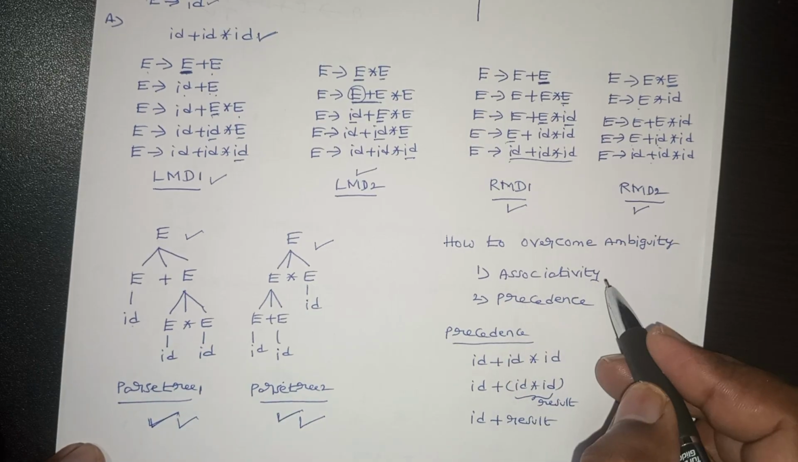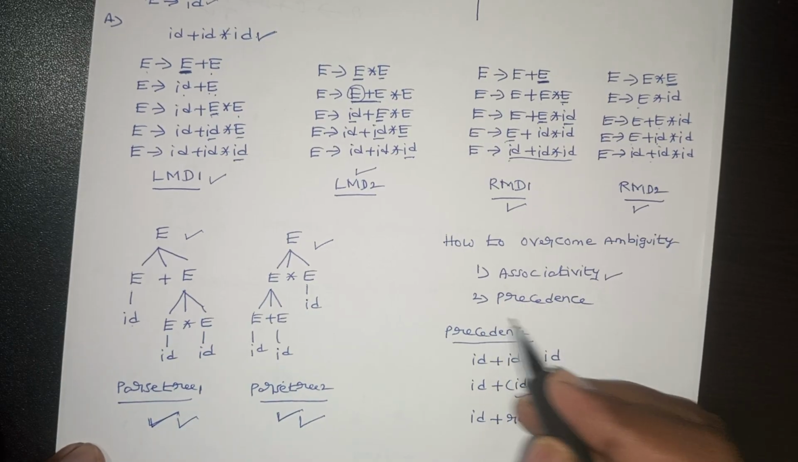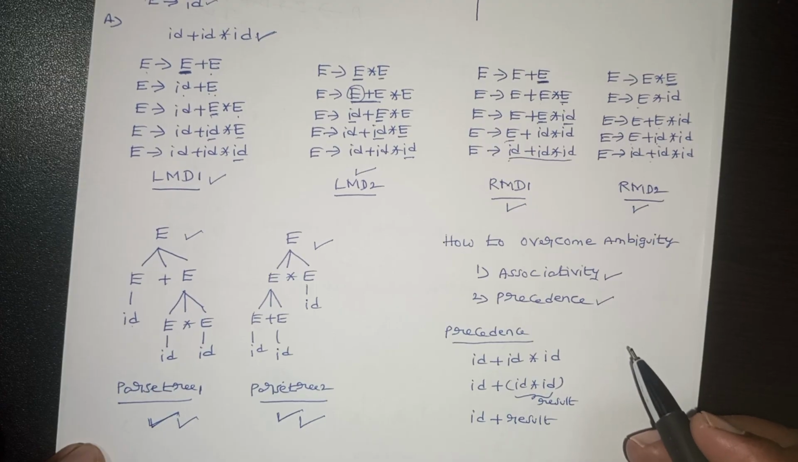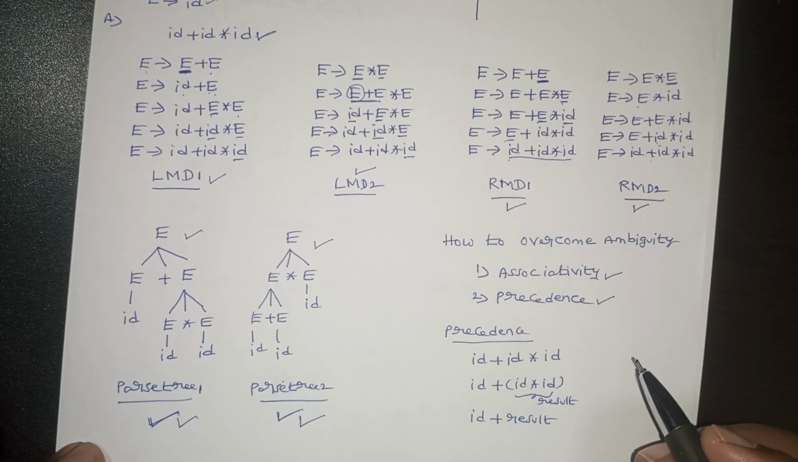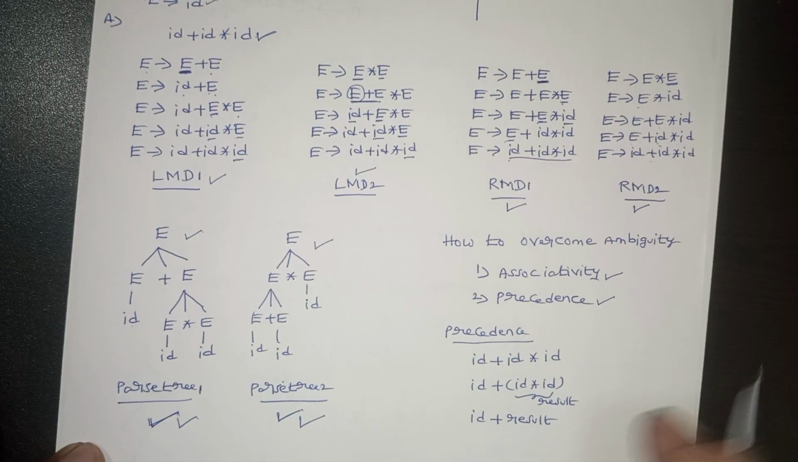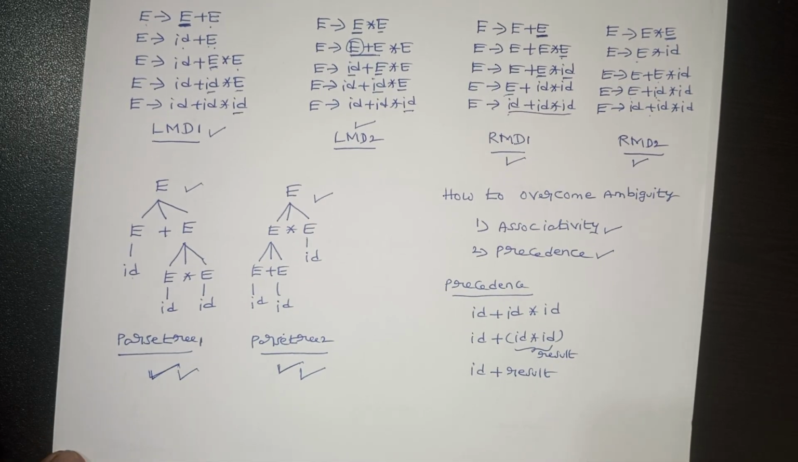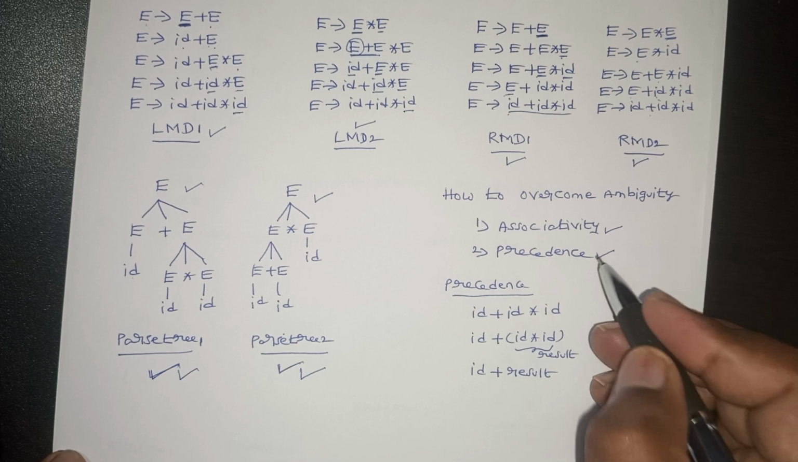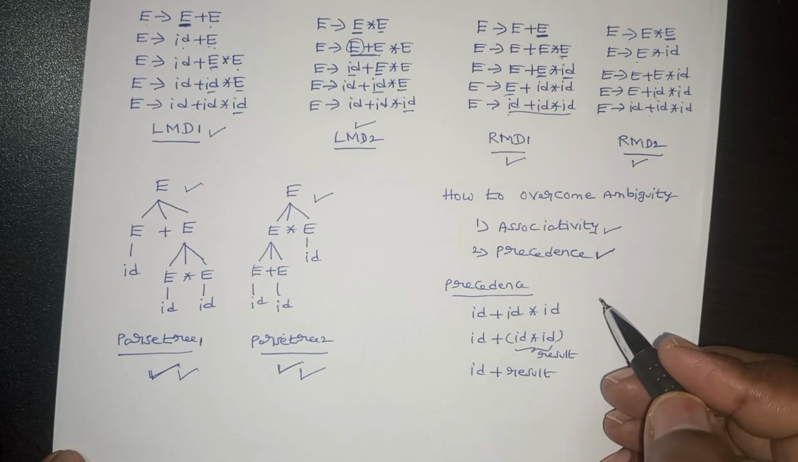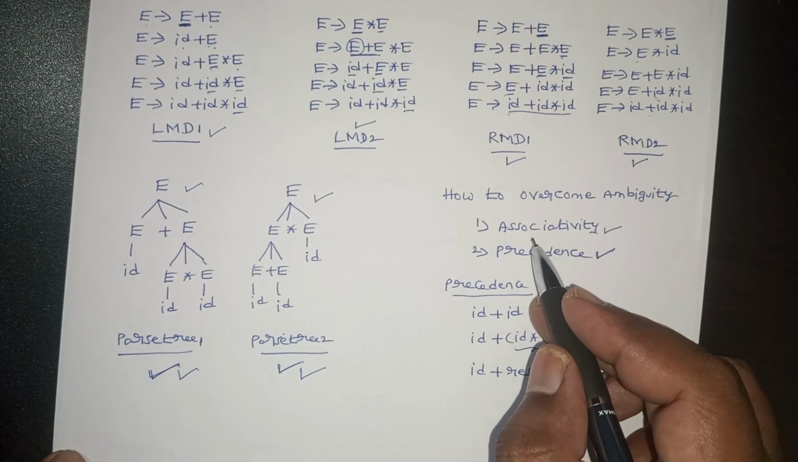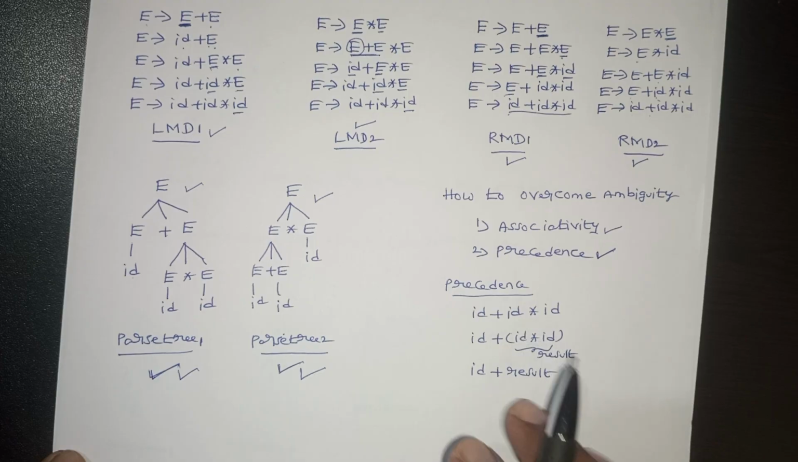One is associativity, the second one is precedence. You know about the BODMAS rule: brackets, order of execution, division, multiplication, like that. That is the BODMAS rule, which is called precedence. You know it from the C programming language. The second one is associativity. I'll take a small example.